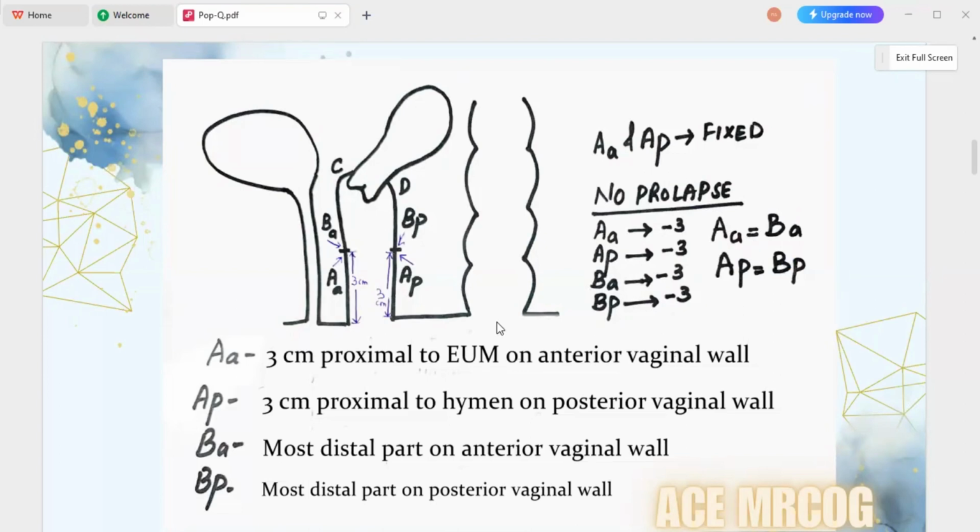These are basically the points, and point C is the cervix and D is the posterior fornix. This you can say is the anterior fornix. Sometimes if a patient is hysterectomized, then there is no point D, there is only point C. So these are a few points that you need to remember.